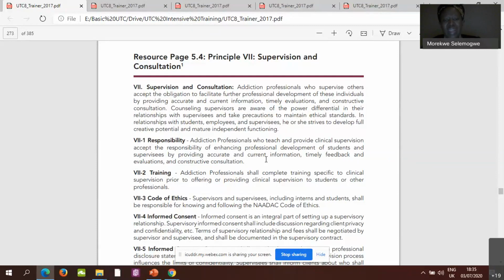So you can see that for one to be a supervisor, you need to be accepting of the responsibility that comes with it. It's not just a kind of role, because you are ensuring that your students actually get the correct information to build their skills, in order for them to effectively provide treatment for your clients. Number two, addiction professionals shall complete a training specific to clinical supervision.